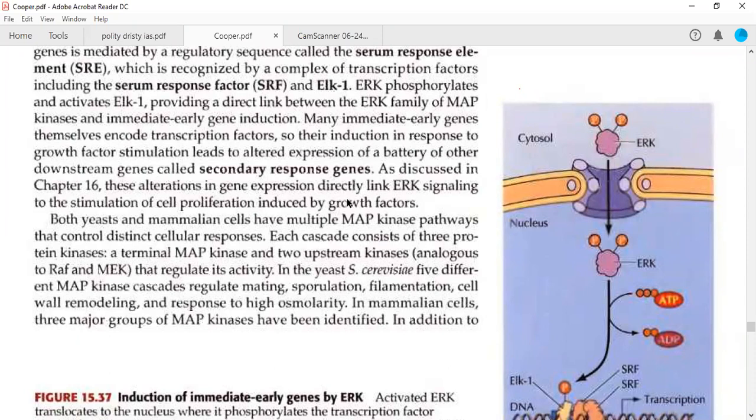As discussed in chapter 16, these alterations in gene expression are directly linked with ERK signaling to the stimulation of cell proliferation induced by growth factor. So a growth factor is able to proliferate the cell with the help of this ERK pathway, or this is called the MAP kinase pathway.